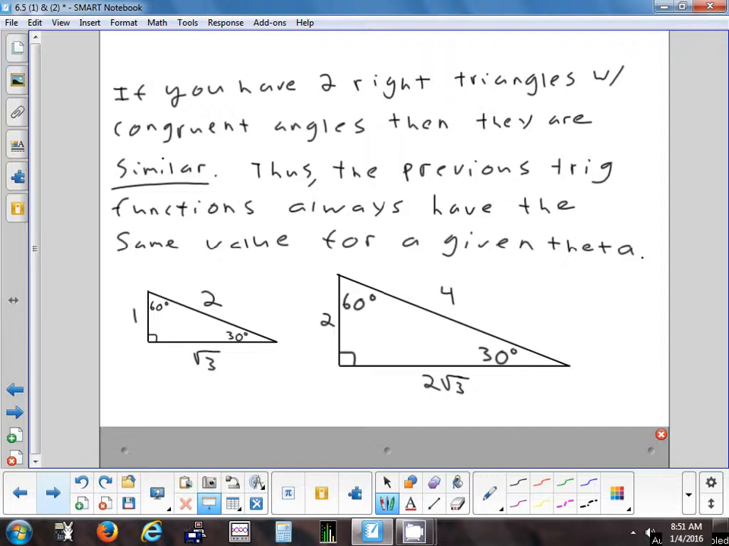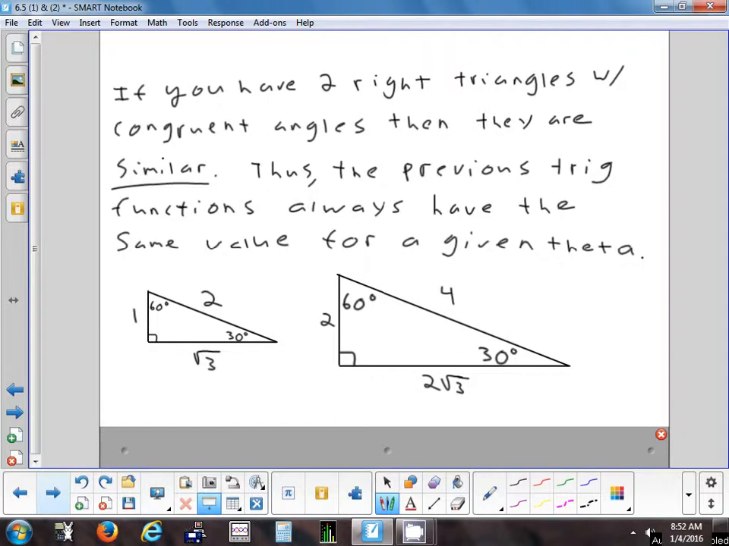All right, so what we're going to look at here is basically, does the size of the triangle matter? For example, if I find, let's say, the sine of 30 in a small triangle, or I find it in a big triangle, does it make a difference? Okay, and the answer is no. Trig functions always have the same answer. It doesn't matter the size of the triangle you're working with. All right?